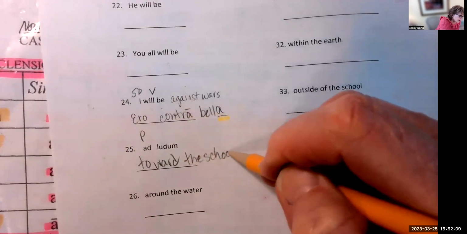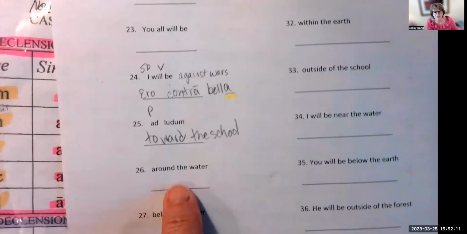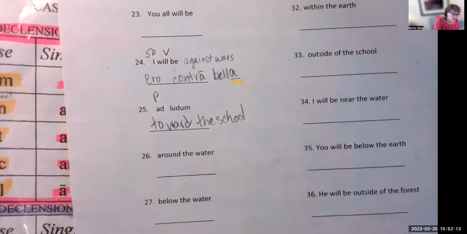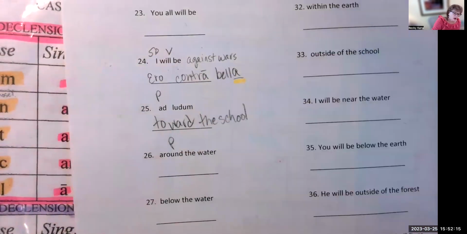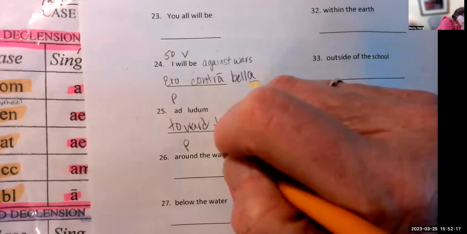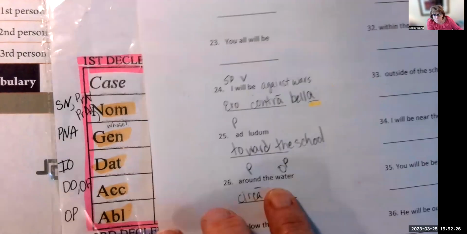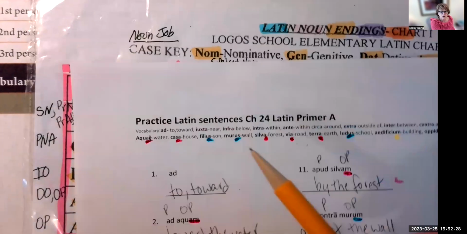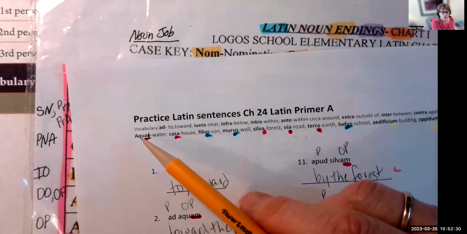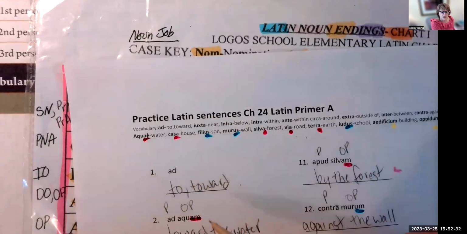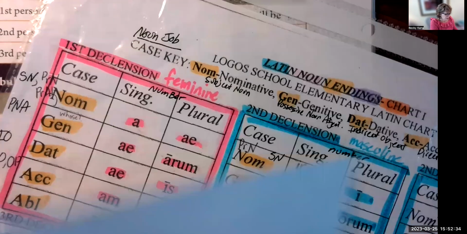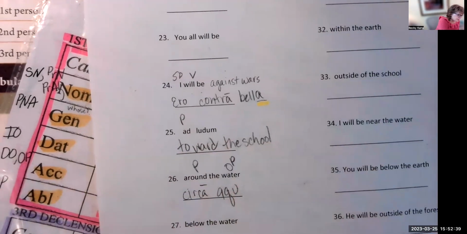I think you can do this. Oh no, here's another English. Don't say, oh no, you can do this. Around, preposition, around what? Water, object of the preposition. What word means around? Circa. So write it down. Okay, put your macron over it. What stem is water? A, Q, U. Write it down. A, Q, U. Now you need an ending.